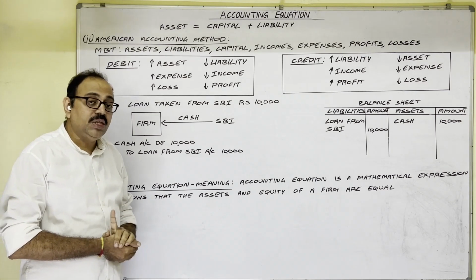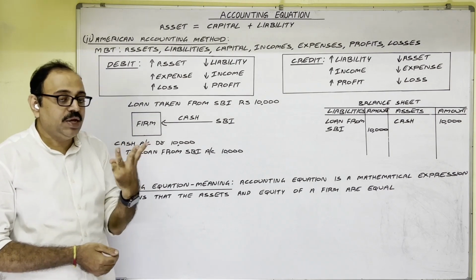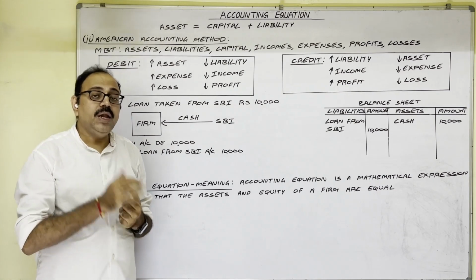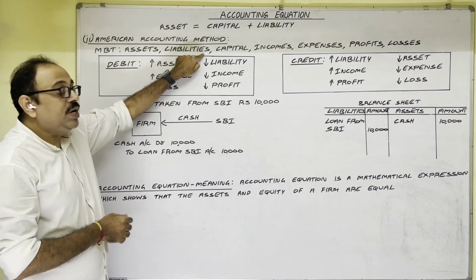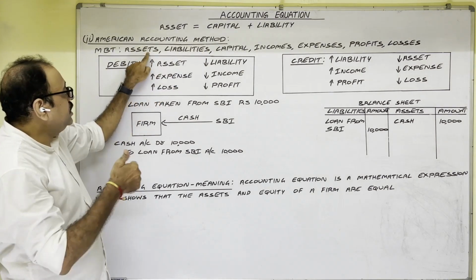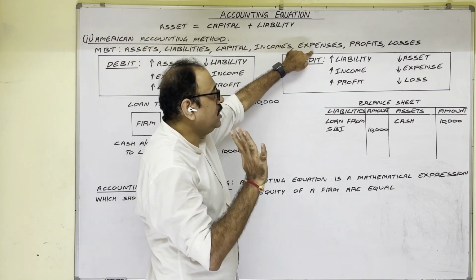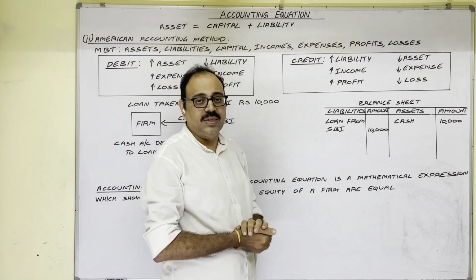In conventional methods, accounts are divided into 3 types now. Personal accounts, real accounts, nominal accounts. Under American accounting method, accounts are divided into 7 types. Assets, liabilities, capital, incomes, expenses, profits and losses.